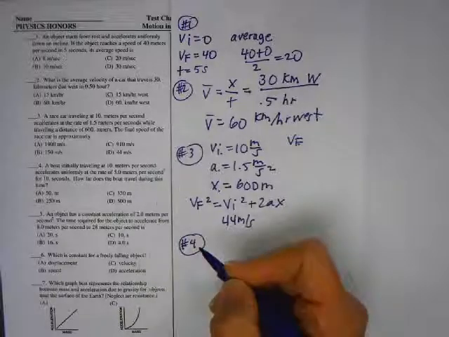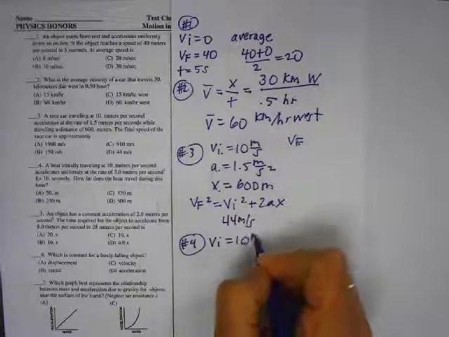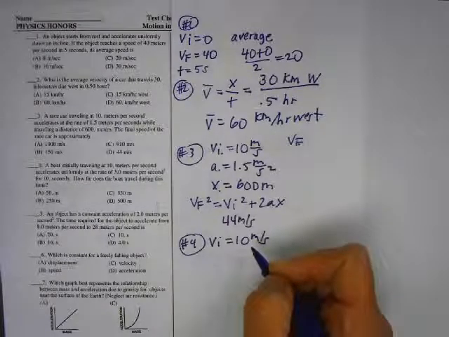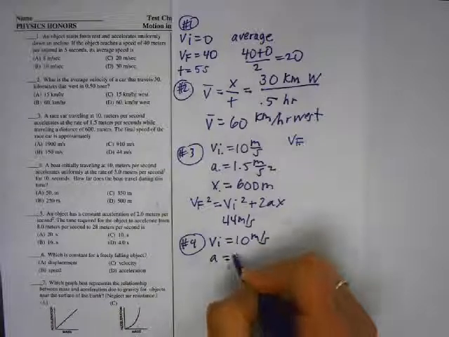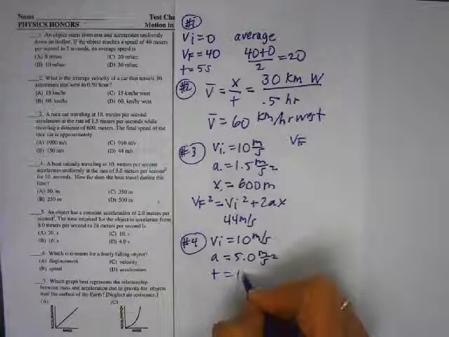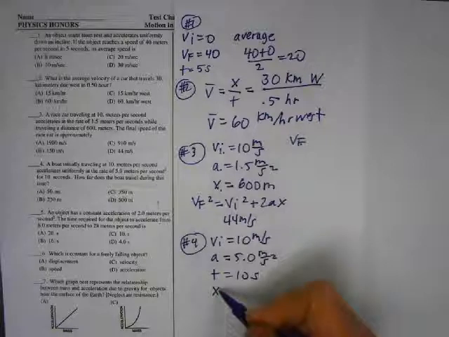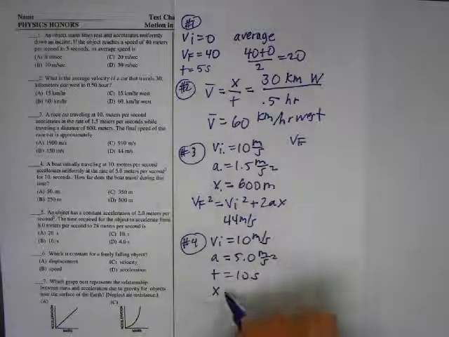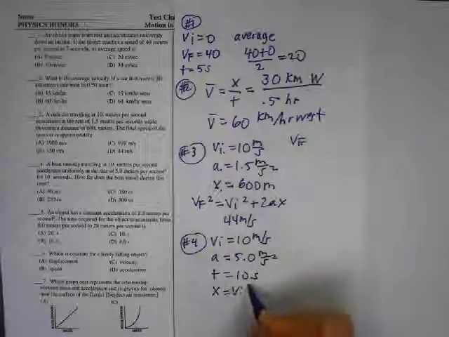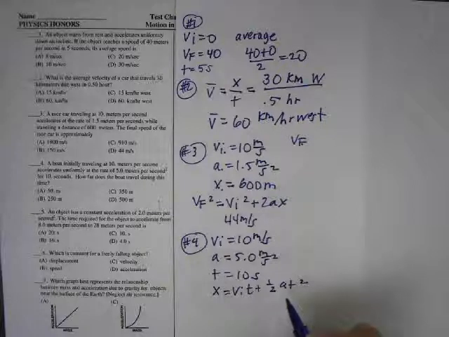Number 4, a boat initially traveling at 10 meters per second, so VI is 10, accelerates uniformly at a rate of 5 meters per second squared, so that's my acceleration, for 10 seconds. So t is equal to 10 seconds. How far does it go? So we want to find x. So I'm going to look for the equation that has all those variables, and that's going to be the equation x is equal to VIT plus 1/2 AT squared.